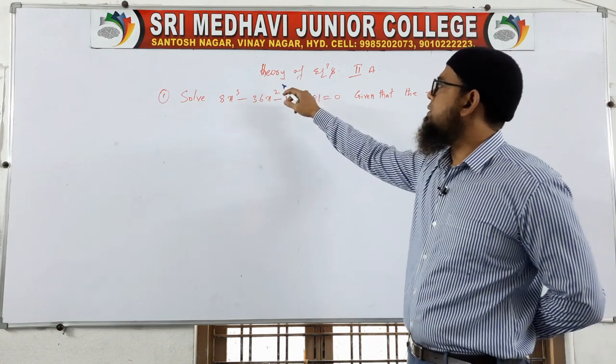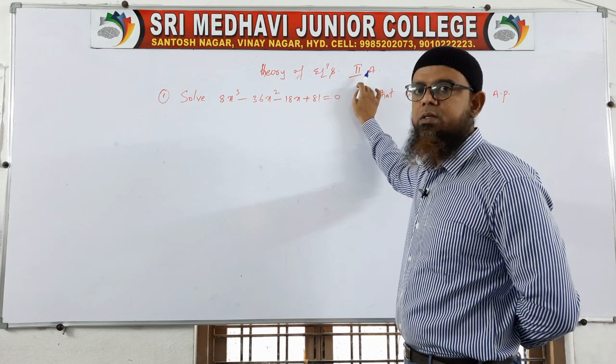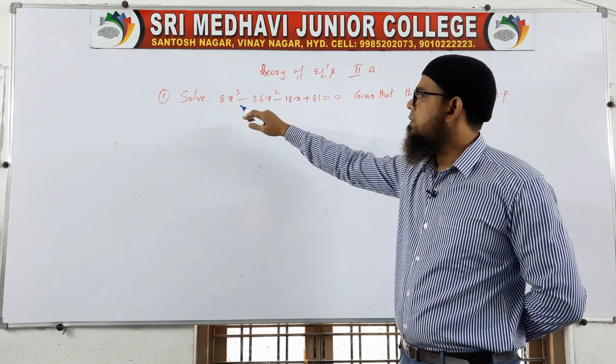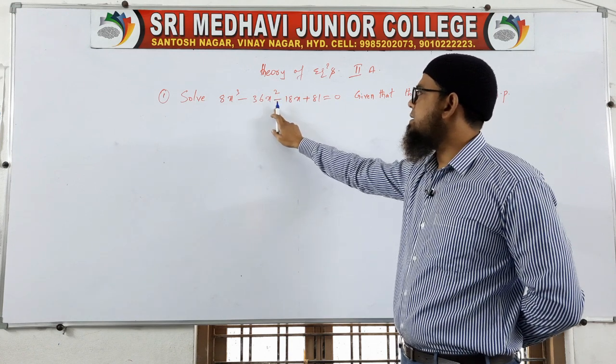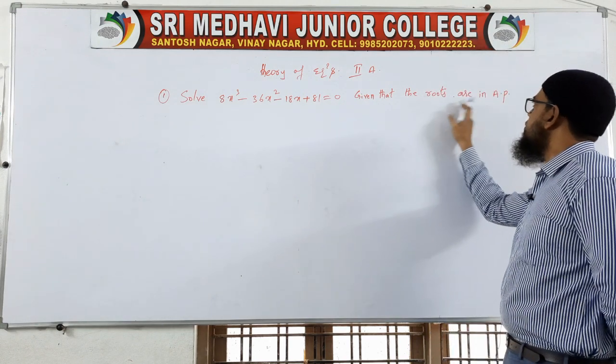Today the chapter name is Theory of Equations 2a, that is chapter number 4 actually. In that the question is: solve 8x cube minus 36x square minus 18x plus 81 is equal to 0, given that the roots are in AP.